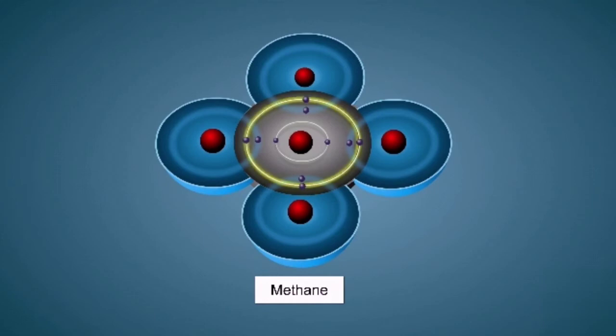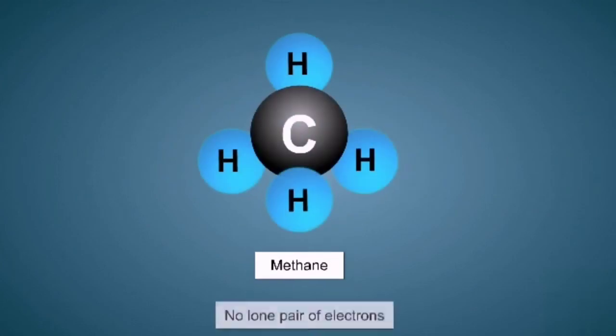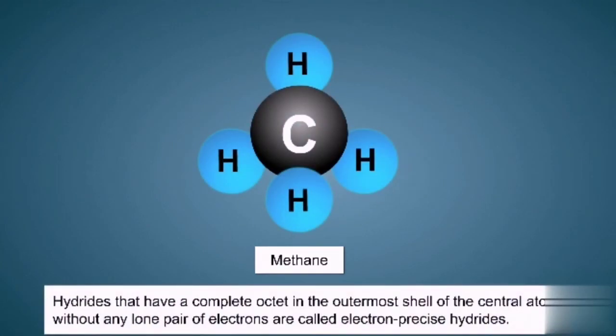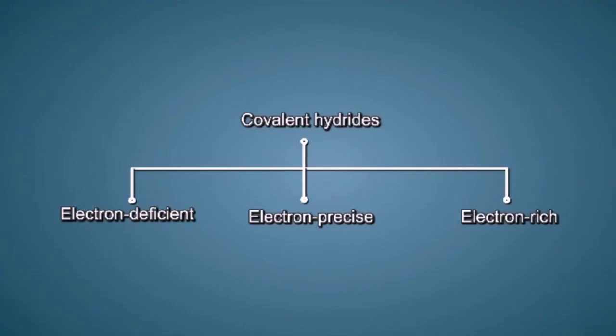Thus, the outermost shell of a carbon atom has 8 electrons and all of these are involved in bonding. That is, there is no lone pair of electrons. Such hydrates that have a complete octet in the outermost shell of the central atom without any lone pair of electrons are called electron precise hydrates.